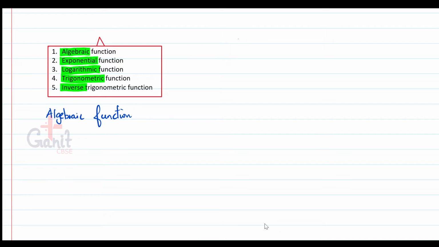There are certain conditions for algebraic function to apply integration. So if I have a function x to the power n, and if I integrate with respect to x, I will get the integral as x to the power n plus 1 divided by n plus 1 plus c. If I integrate 1 with respect to x, I'll get x plus c. So here I have 1. If I integrate 1, I'll get x, because differentiation of x is 1.